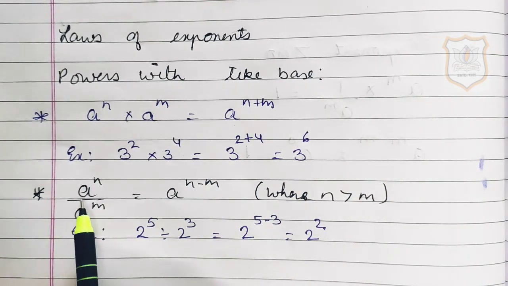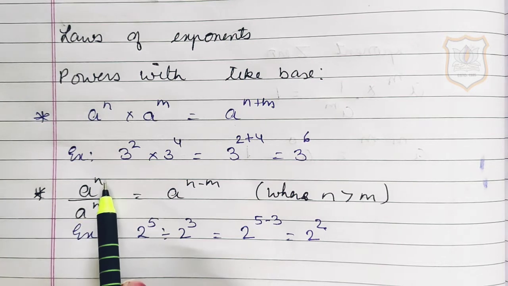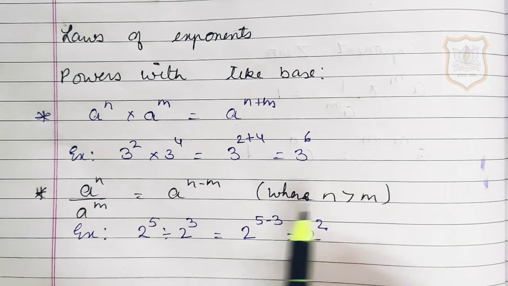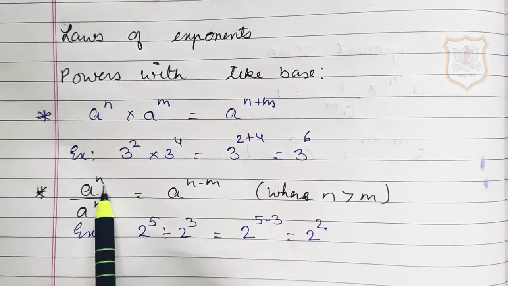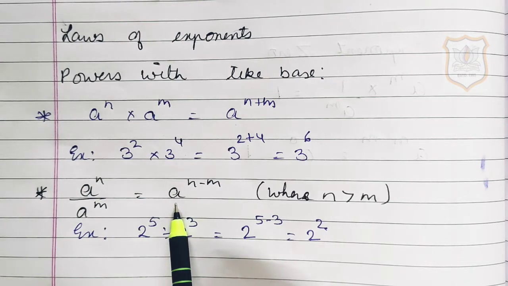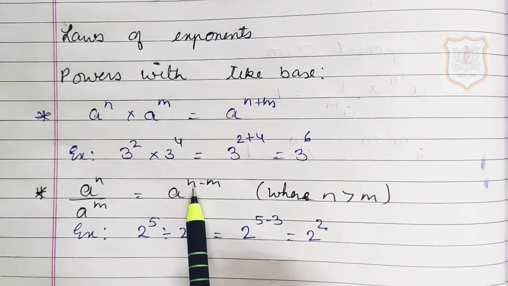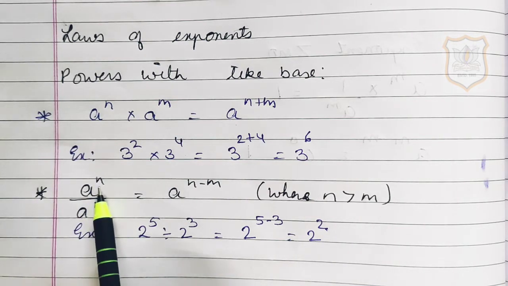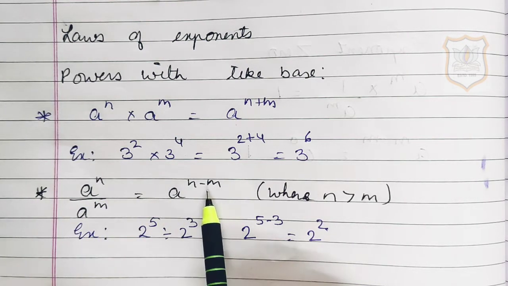Next is a raised to power n divided by a raised to power m, where n is greater than m. जब न्यूमरेटर का जो पावर है वो डिनोमिनेटर के पावर से बड़ा होगा, so the answer will be a raised to power n minus m. Here division is there, so the powers we will subtract.